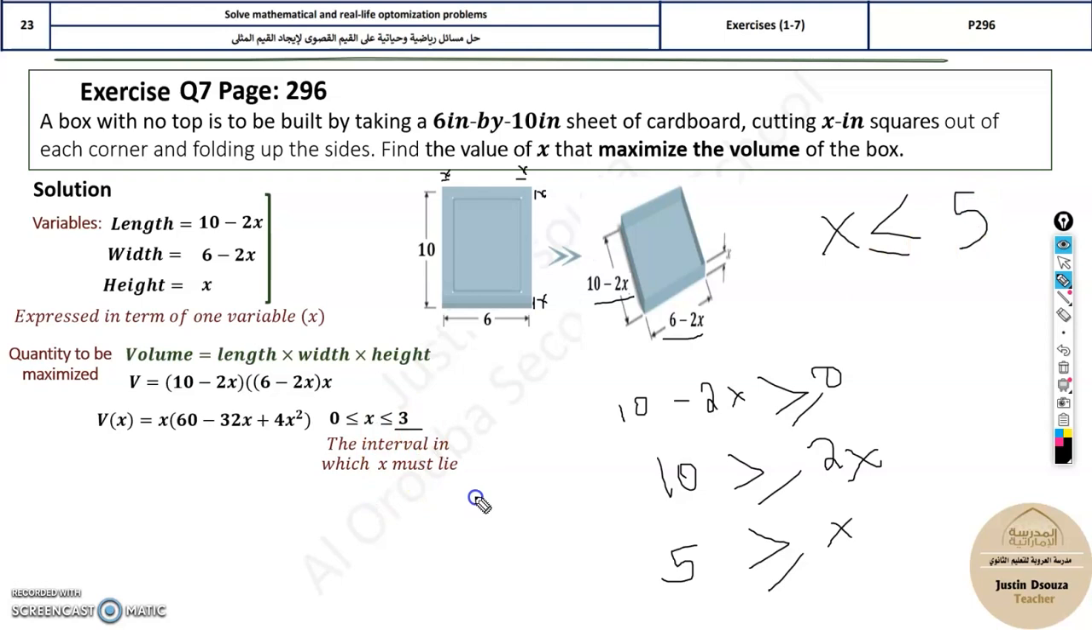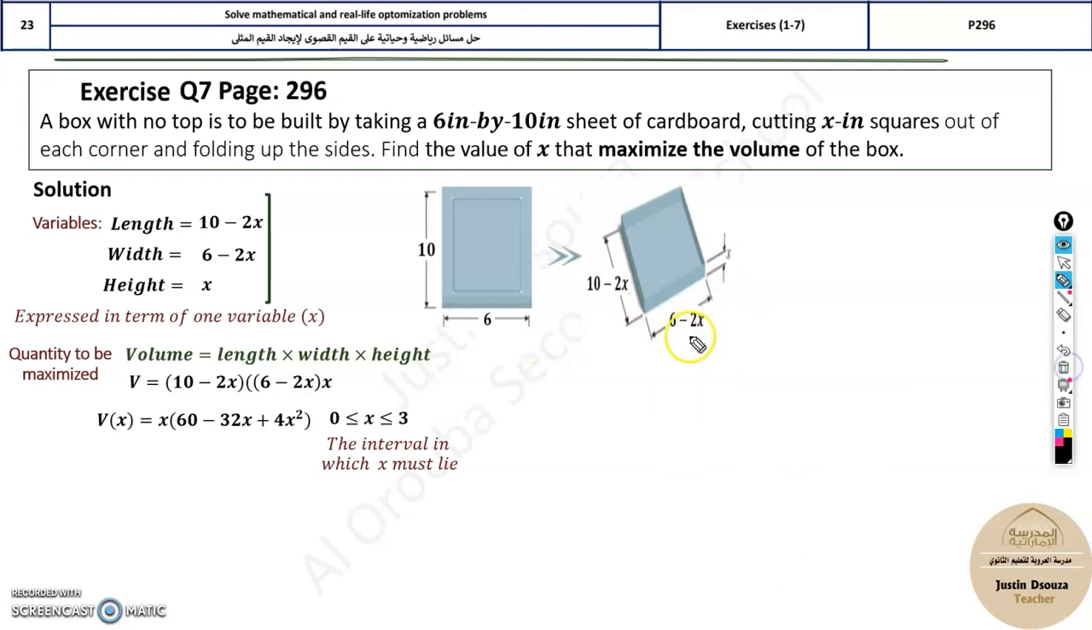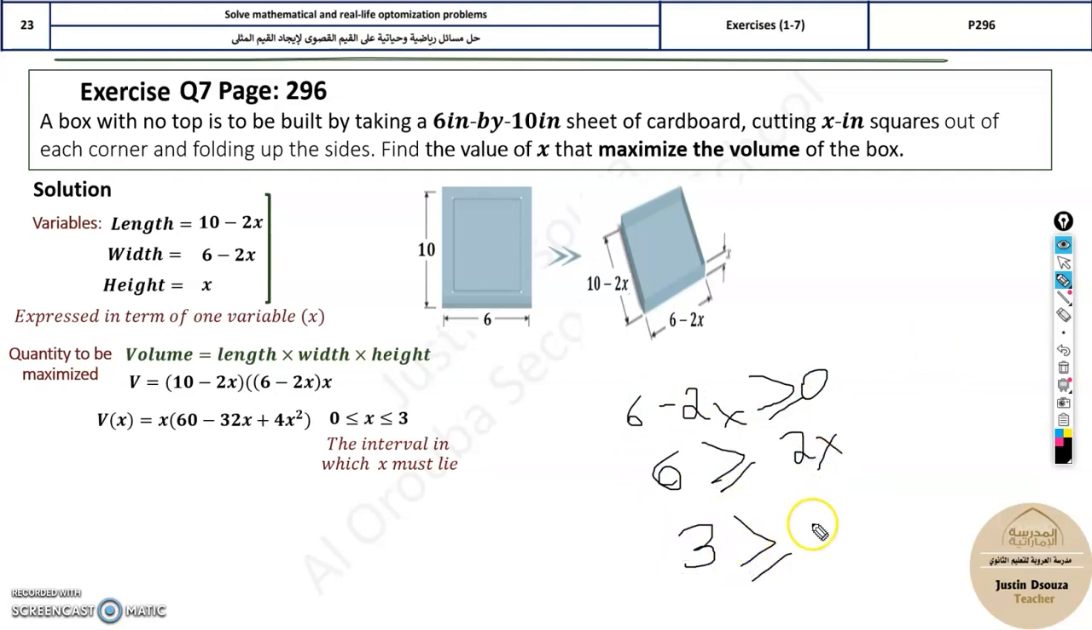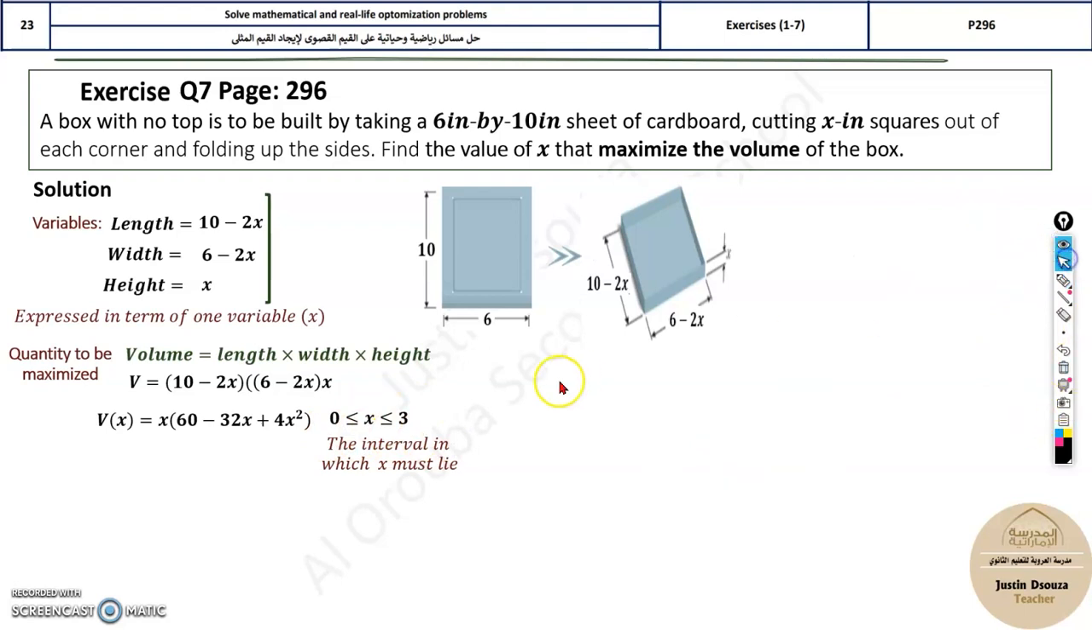But we have not written 3. Why is that? See, this is the bigger dimension. You need to take the other dimension's limit as well. See the domain for that. 6 minus 2x must be greater than or equal to 0. So take the 2x to the other side. It will be 6 must be greater than or equal to 2x, or 3 must be greater than or equal to x, or x must be less than or equal to 3. So this is how we get the domain. Okay, so that is important.